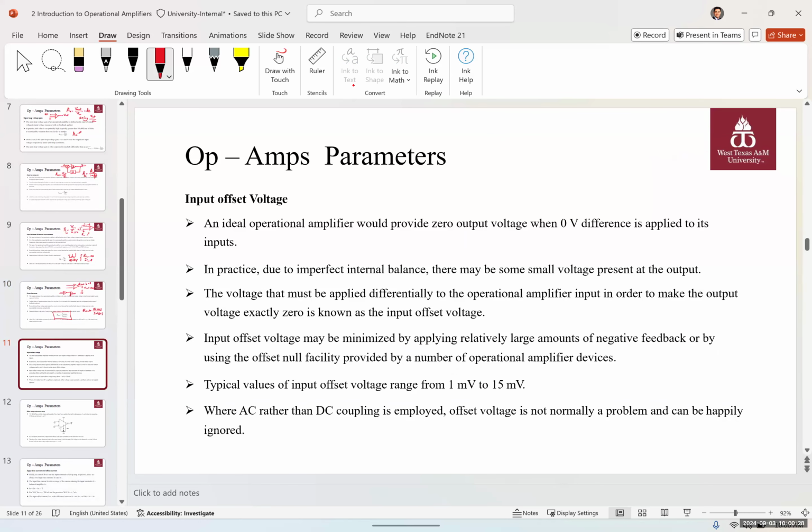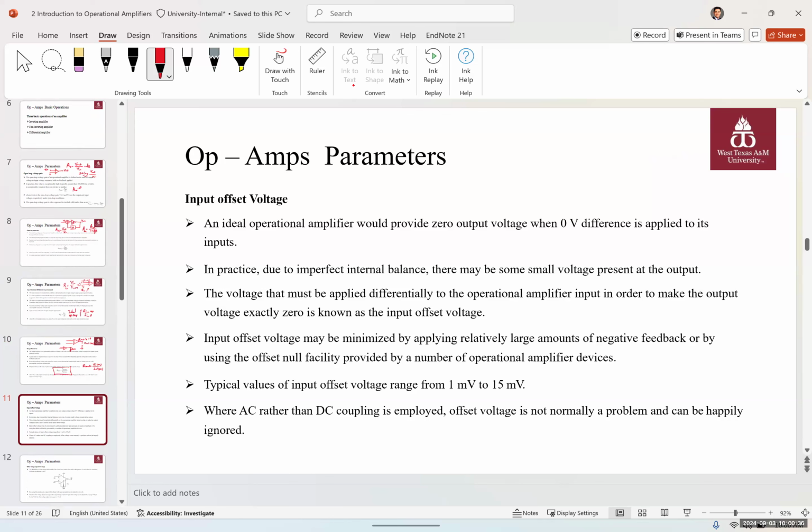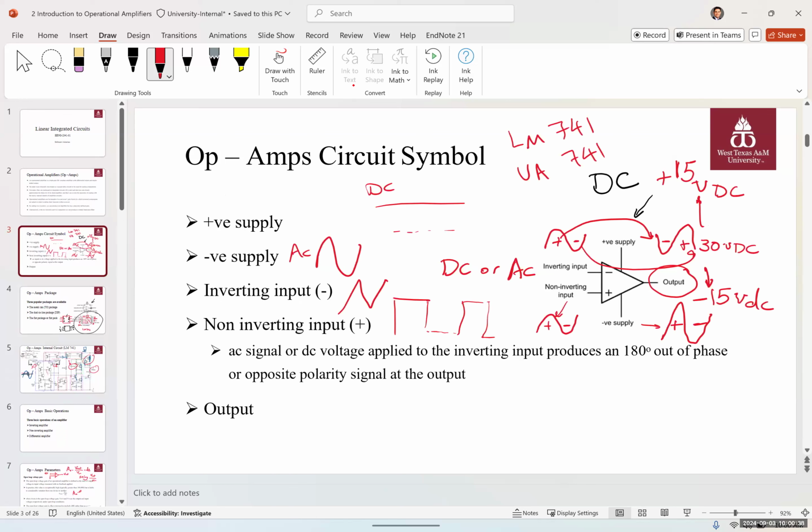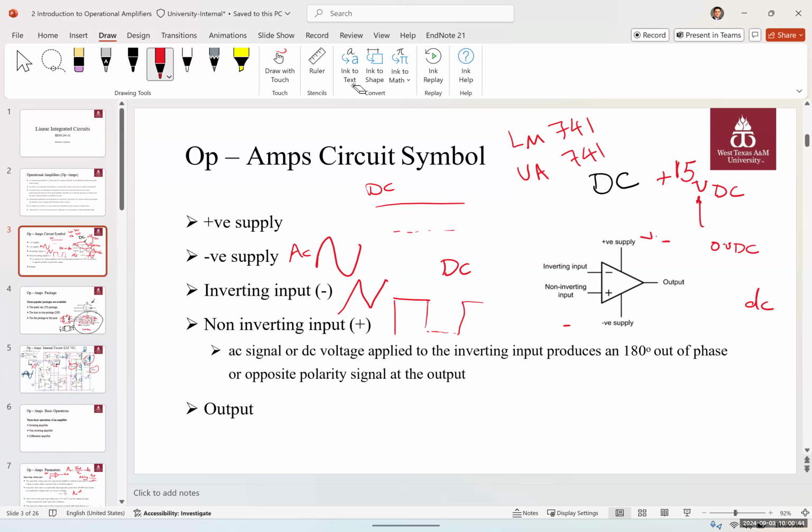Other parameters, we have the input offset voltage. The way that an ideal op amp works is the gain A for open loop is actually the gain multiplied by the difference between the positive input and the inverting input. Let's put it this way, V positive minus V negative. So an op amp amplifies the difference between the input voltages.